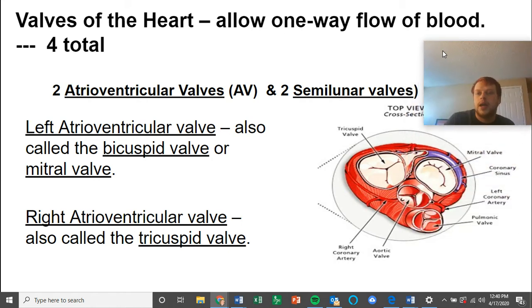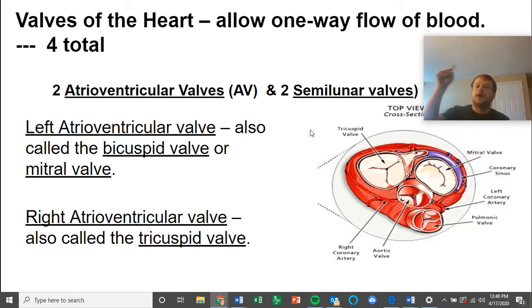So when we're looking at the heart, we have to regulate which way the blood is flowing in order for it to follow that double loop system. The way that we do that is through different valves that open and close to move blood through the heart. So you have two atrioventricular valves and two semilunar valves. The left atrioventricular valve is called the bicuspid valve or the mitral valve. So this guy over here. The one on the right is called the tricuspid valve.